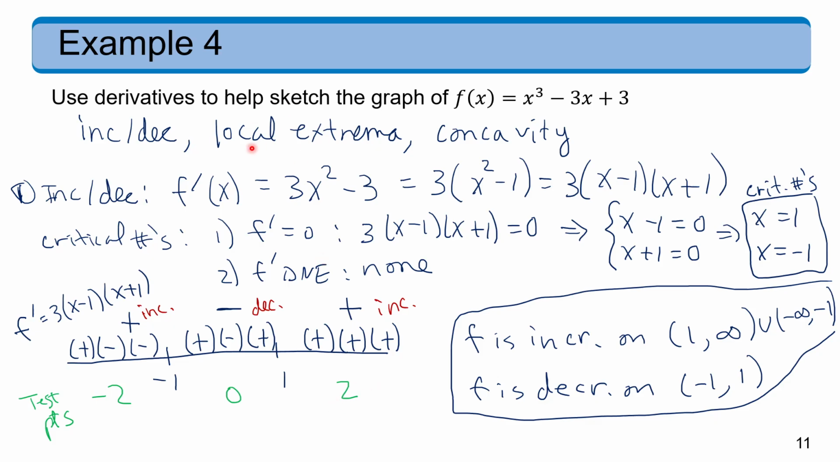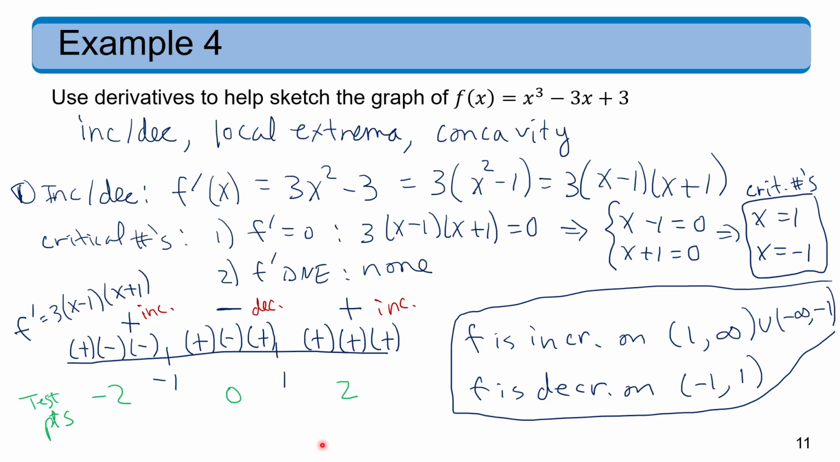So let's move to local extrema. Remember, you have 2 options for this. You can either use the results of increasing, decreasing, or you could use the second derivative test. But since we've already done the work to find increasing and decreasing, it's going to be fastest just to use that. I think it would be more work to do the second derivative test here.